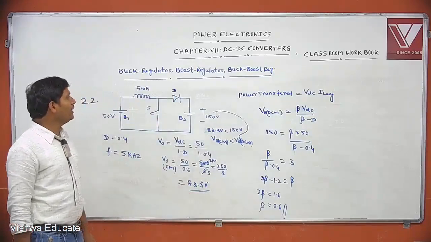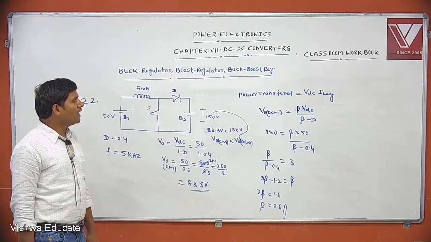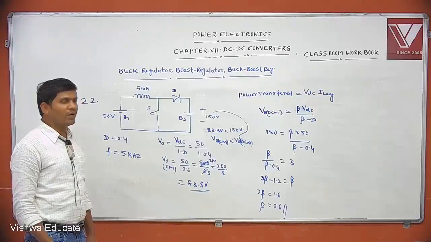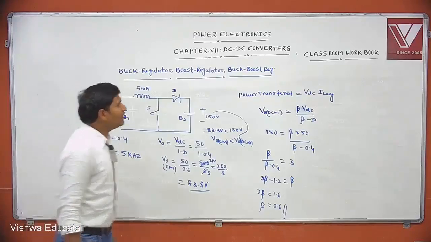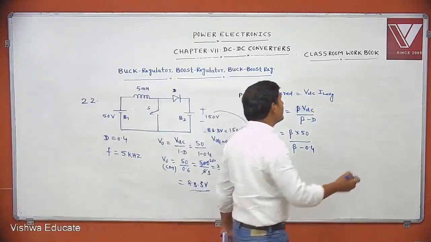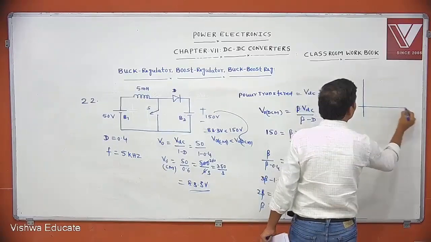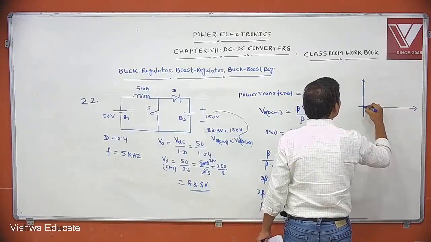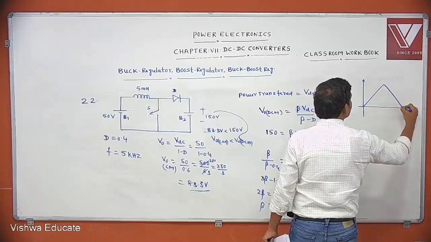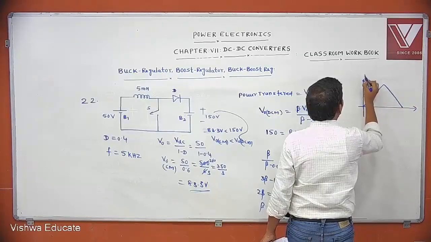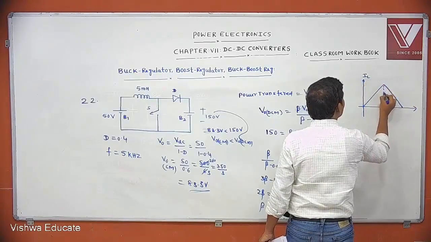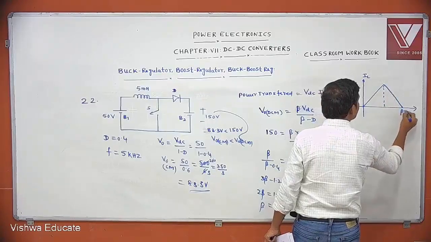But you want to find the power transfer. If you want to find power transfer, you know VDC, but you want to find IL average. What is the average inductor current under discontinuous mode? What is the waveform we get? Like this, the IL waveform. This is beta T.